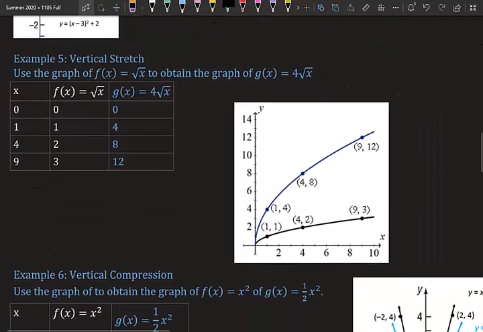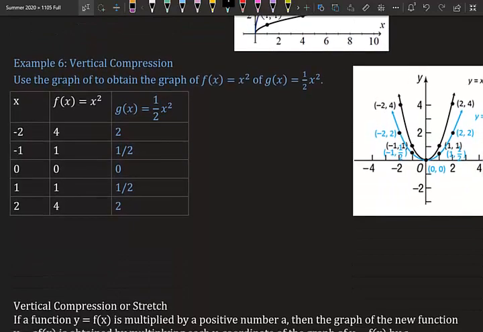All right, vertical stretch. So we're going to use the graph f of x equals square root of x to obtain g of x equals 4 times the square root of x. So we're multiplying 4 to the output. Do you notice it's times 4, times 4, times 4, and we get those values? That means we're going to grow and stretch by 4 units. So our parent function, we're going to stretch it times 4. It doesn't ask for domain and range, so we're not going to do it.